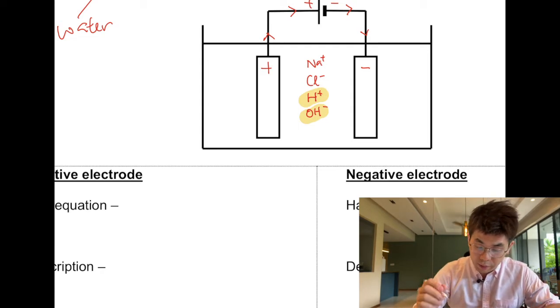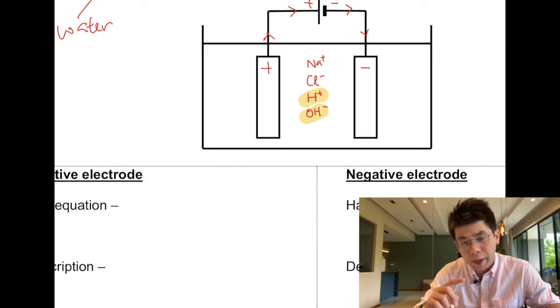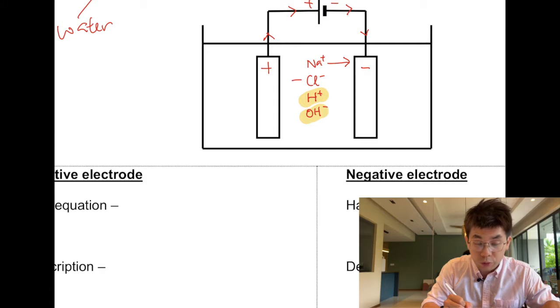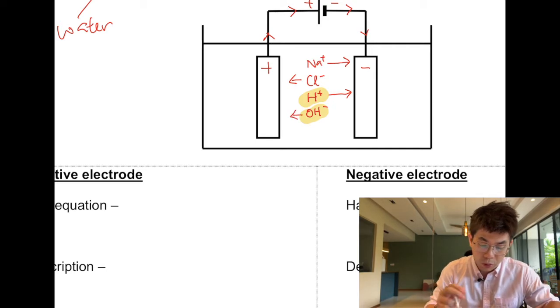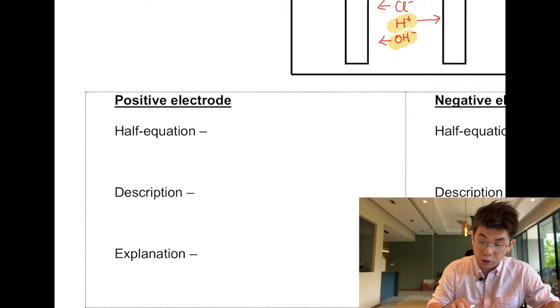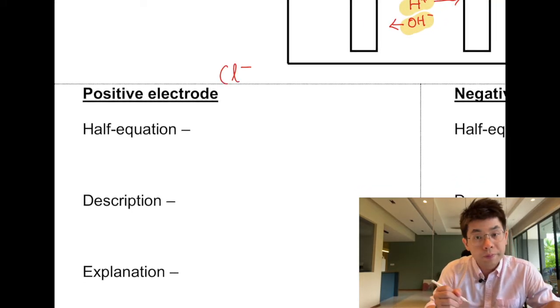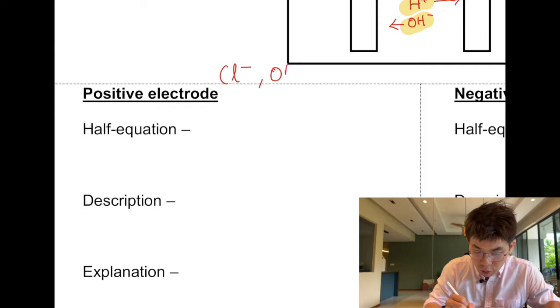So the next step is that we need to think who goes to where. If I look at the sodium, sodium is positive, so it will most likely move towards the negative side. The chloride is negative, so it will most likely move towards the positive side. H+ is positive, negative side. OH- is negative, positive side. So on the positive electrode, I have two options. I have either chloride ion, or I have OH- ion.